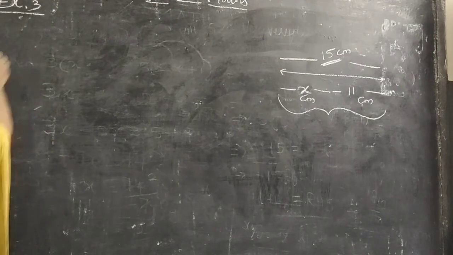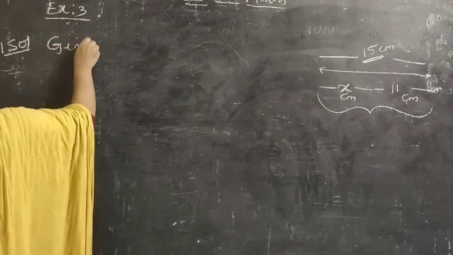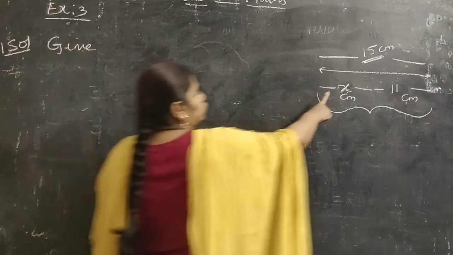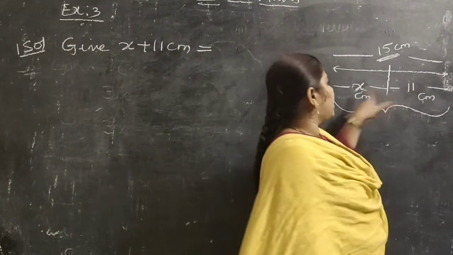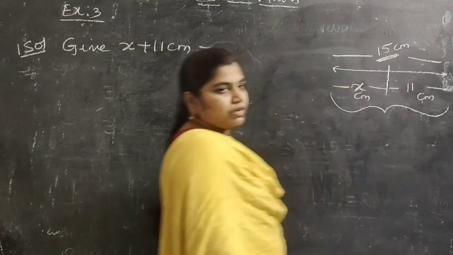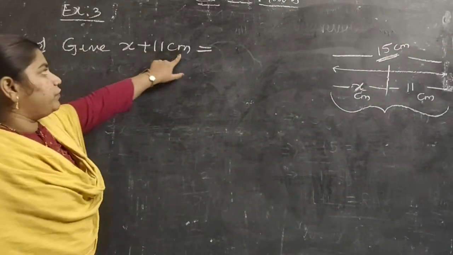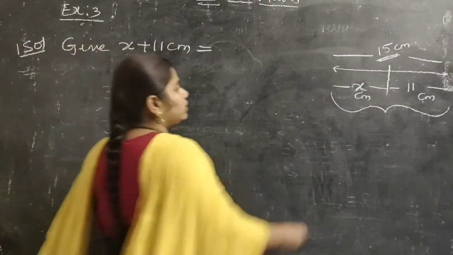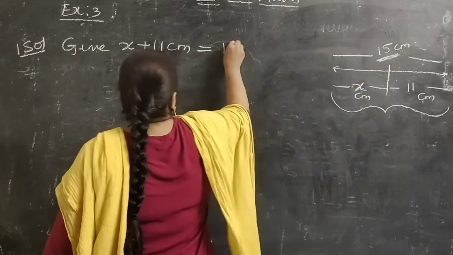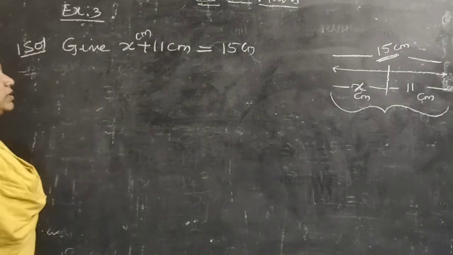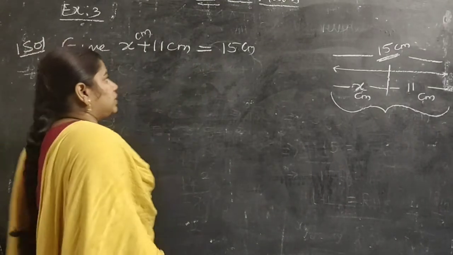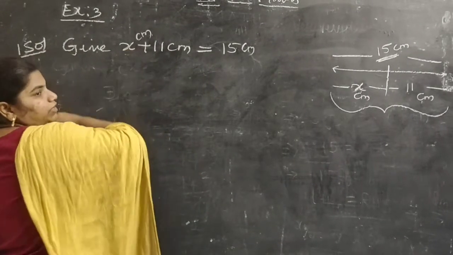So what have they given? They have given one spoon and told that the sum of these two values should be, if you add these two parts, how much do you have to get? You have to get 15 centimeters. So x plus 11 is equal to the total, which is how much? 15. x centimeters plus 11 centimeters is equal to 15 centimeters. So what do we have to find? We have to find the x value.